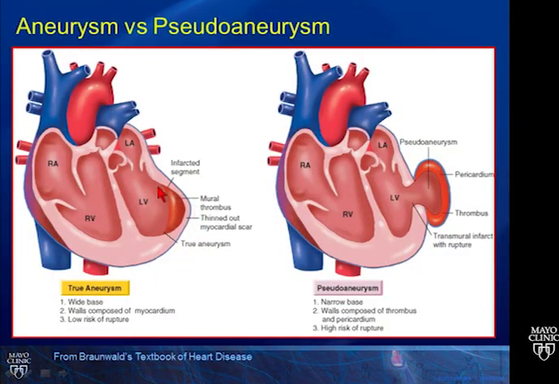And for your reference, we've got the true aneurysm and pseudoaneurysm. Again, pseudoaneurysms have pericardium around the outside. True aneurysms have scarred myocardium around the outside, broad versus narrow. I think that's about what you need to know for that.